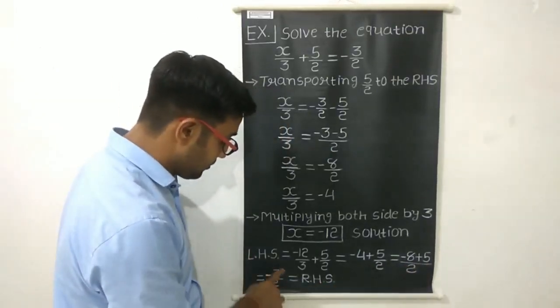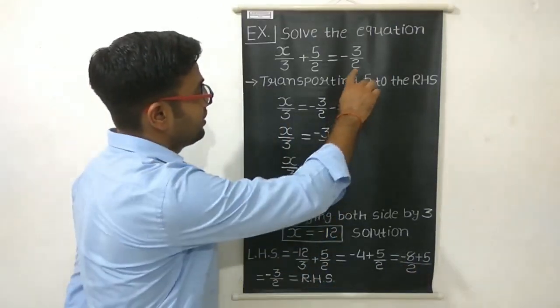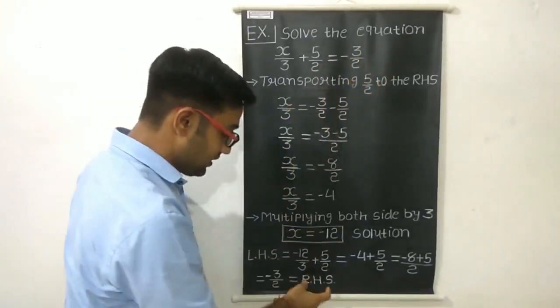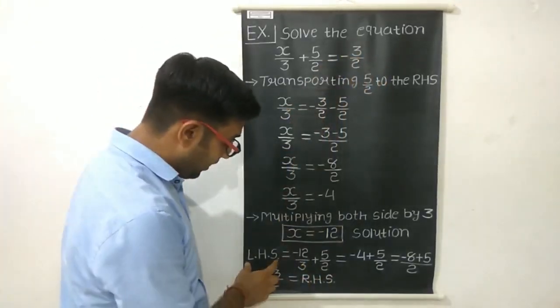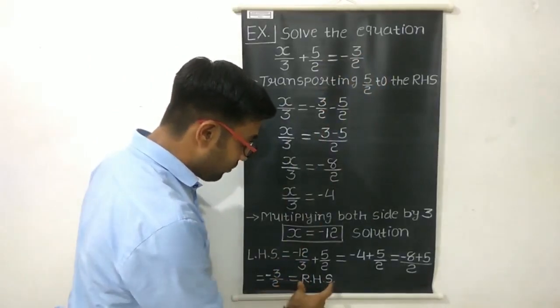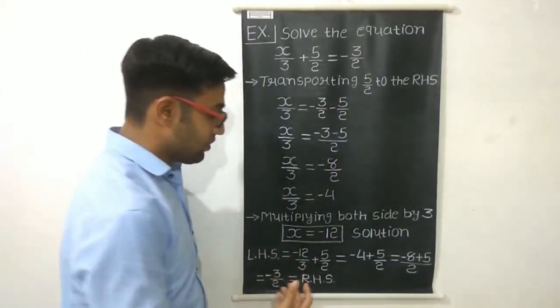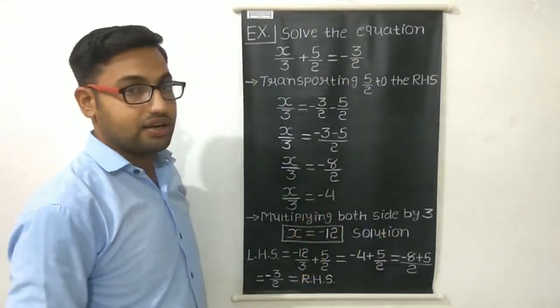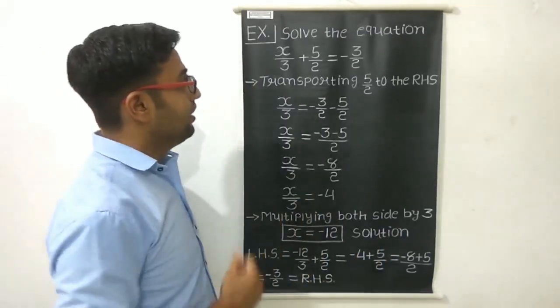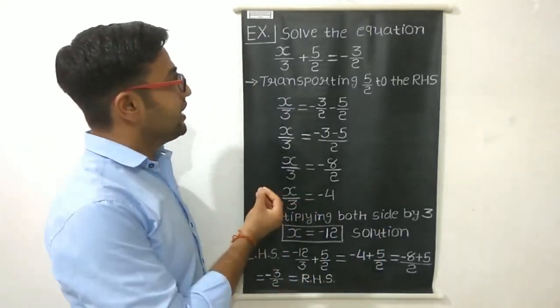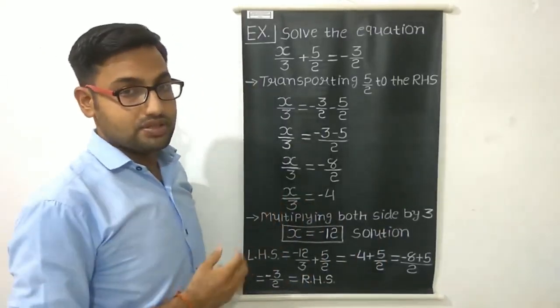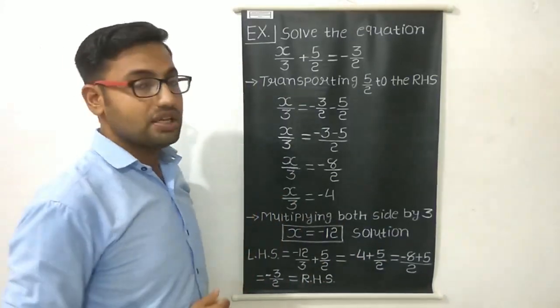So the answer we get is minus 3 upon 2, and see here, minus 3 upon 2 is the right hand side. So our left hand side value becomes equal to the right hand side. That is why our solution is correct. Okay. So in this way we can solve linear equations in one variable. This is all about this lecture.